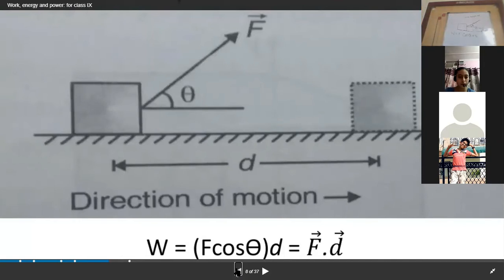The angle which is formed between the force applied and the direction of motion gives us the value of theta. Then in the trigonometric ratio table, we have to find out the value of cos theta. Then we can solve it.